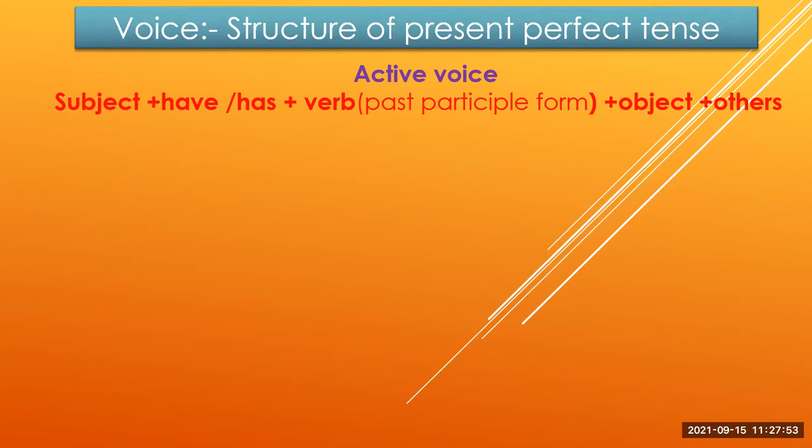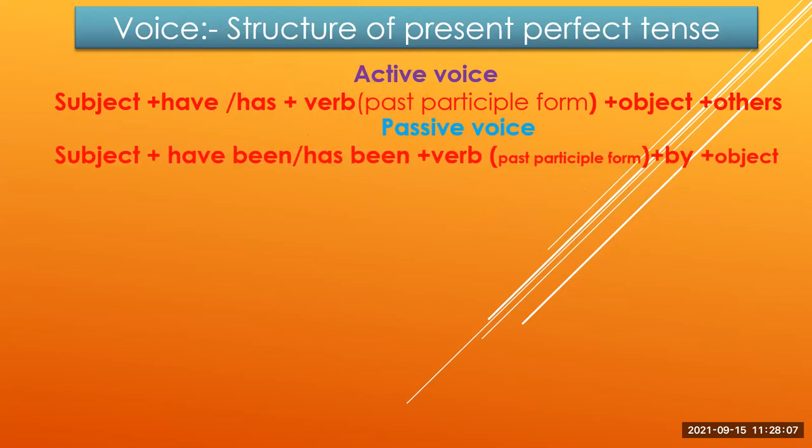In present perfect tense, the structure is subject plus have or has plus verb in PP form plus object plus others. In passive voice, the structure is subject plus have been or has been plus verb in PP form plus by plus object.